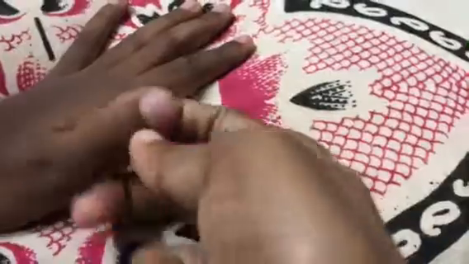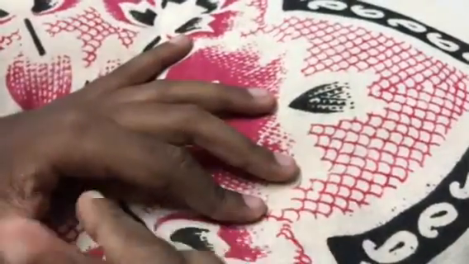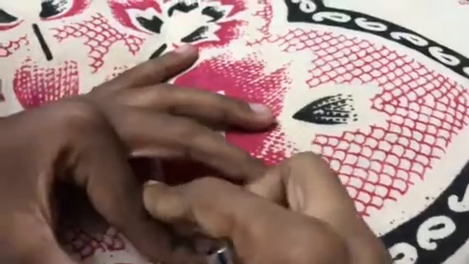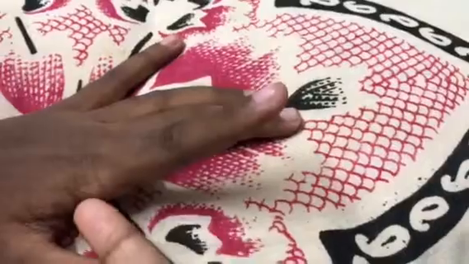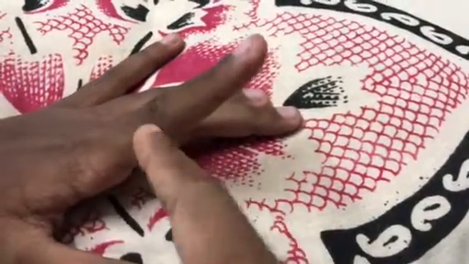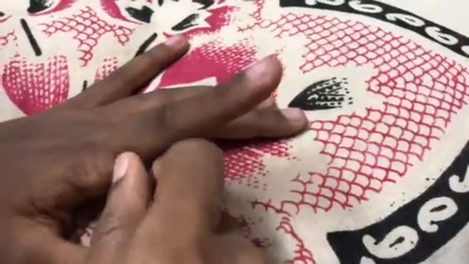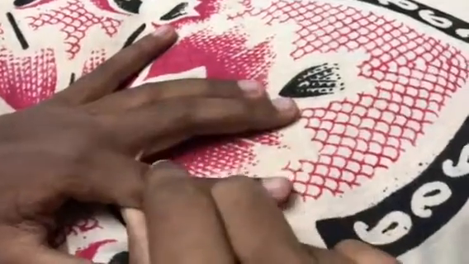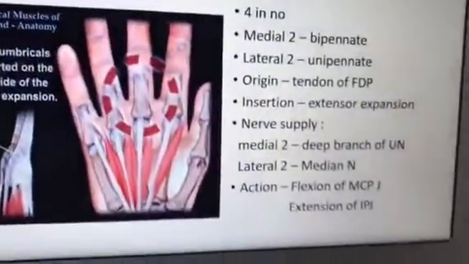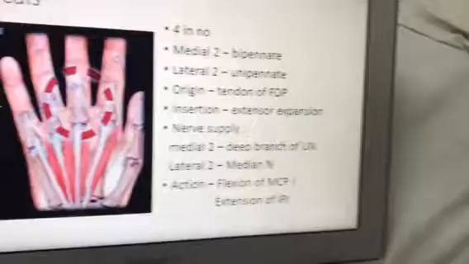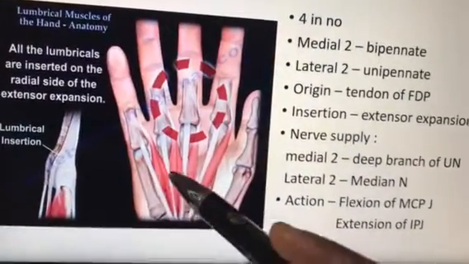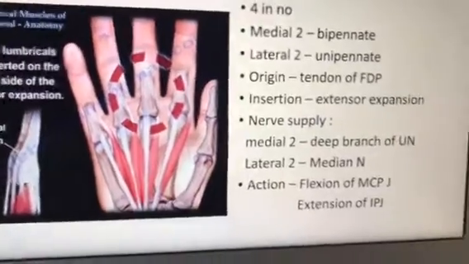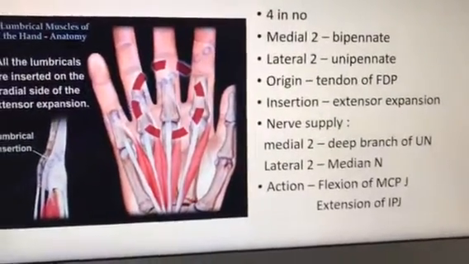So what happens when the lumbrical is contracted? This will pull, and this causes flexion of the metacarpophalangeal joint and extension of the interphalangeal joint. So this is the action. So lumbricals start from here and end into the extensor expansion. When they pull, the action is flexion of the metacarpophalangeal joint. Then the lateral 2 lumbricals are supplied by the median nerve, and medial 2 lumbricals are supplied by the deep branch of ulnar nerve.